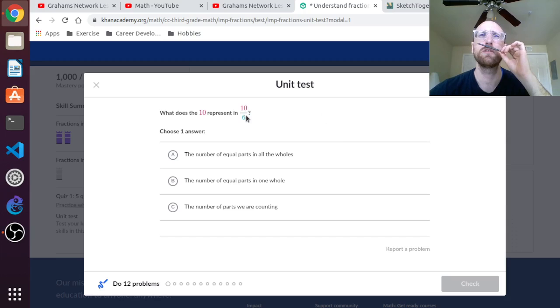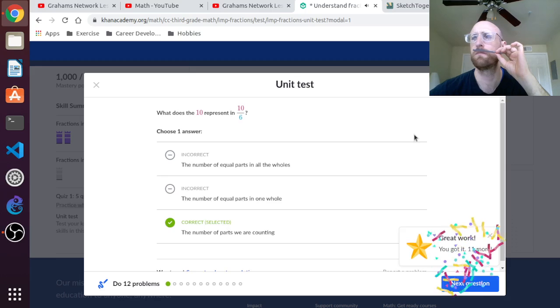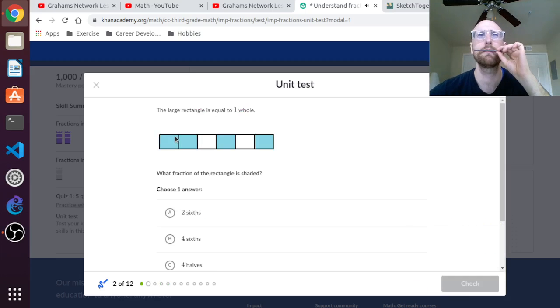If we had the fraction of 2 over 2, we would have the entire pie. If we had the fraction of 3 over 2, we would have the entire pie, plus there'd be another pie, and we would have half of that. So the 1 in that case would represent the number of parts we're counting. So that's going to be the same for this fraction. There we go, and I got it right. Let's move on to the next one.